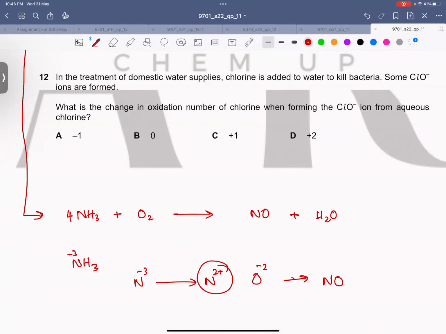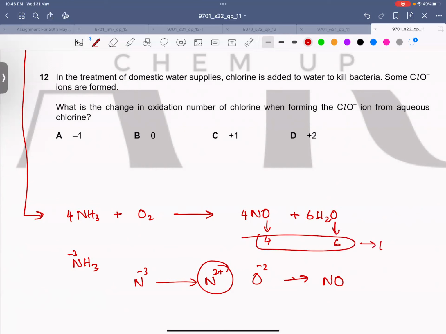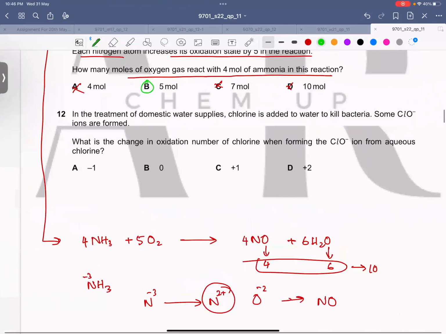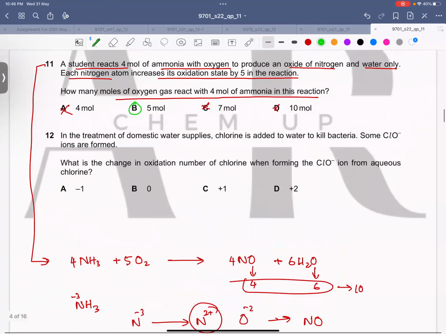And they said that 4 moles of NH3 are used. So there must be 4 moles of NO and 6 moles of water. So 4 oxygen over here and 6 oxygen over here. So the total number of oxygen would be 10. So I have to put 5 over here. So the correct answer would be B in this case. Is this clear to everyone?